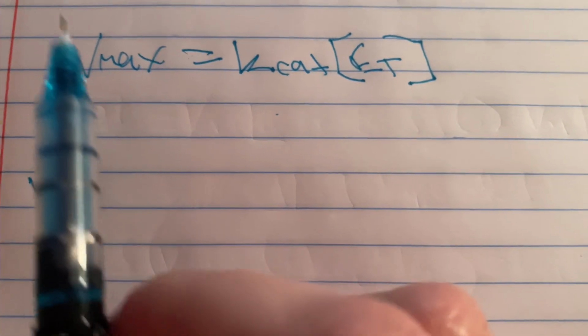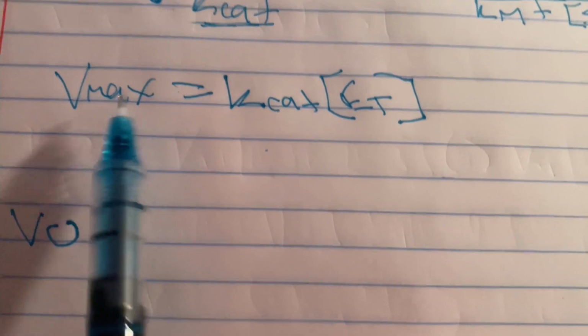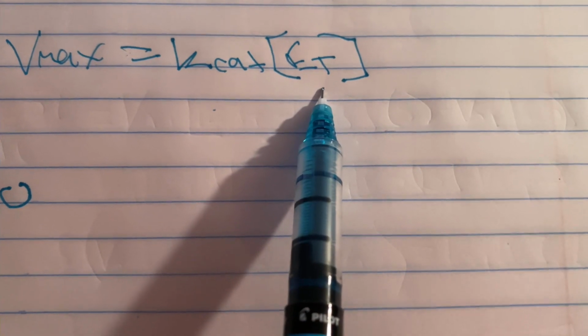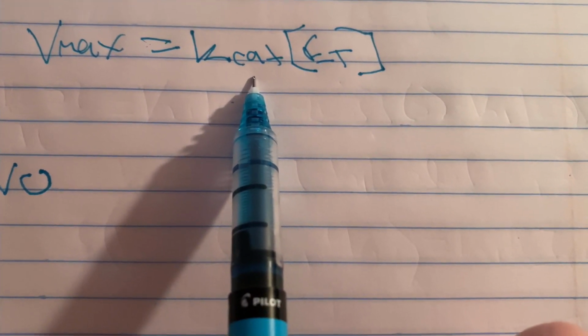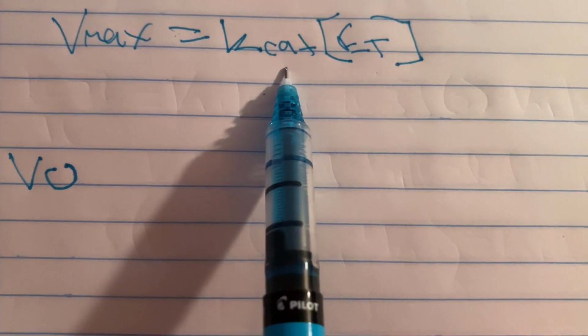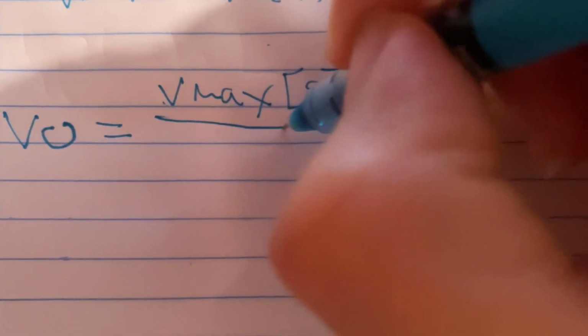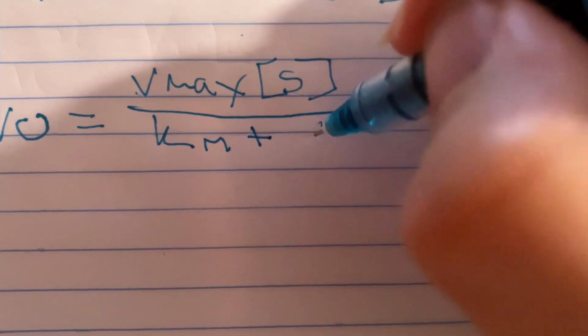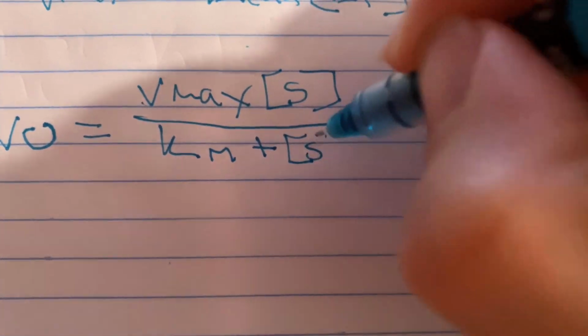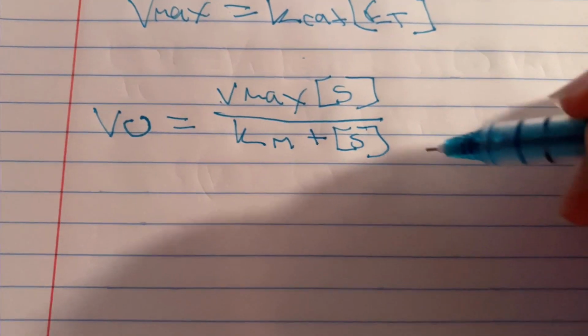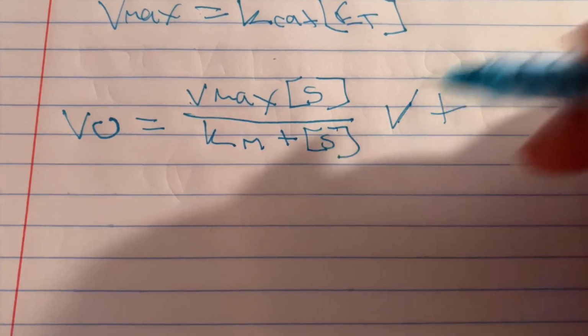All right, so Vmax is equal to the total enzyme concentration multiplied by the catalytic constant. We substitute Vmax into the equation to get the final form of the Michaelis-Menten equation.